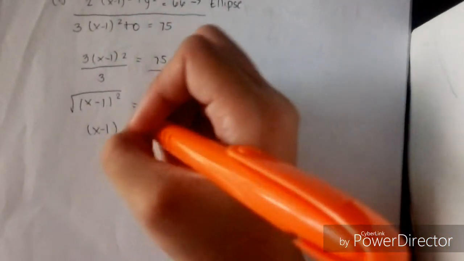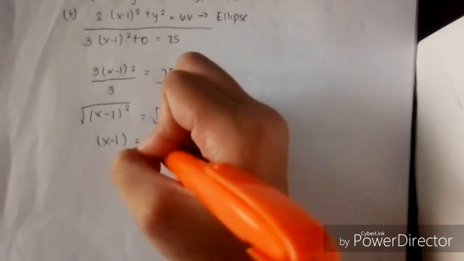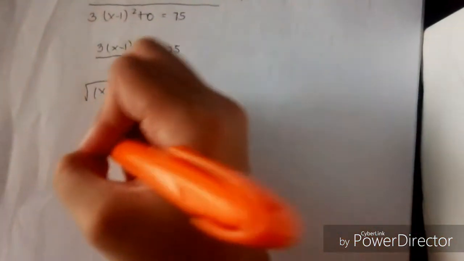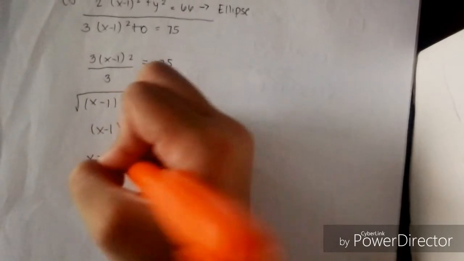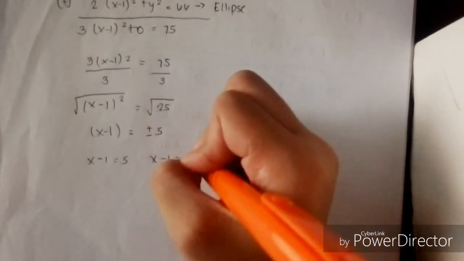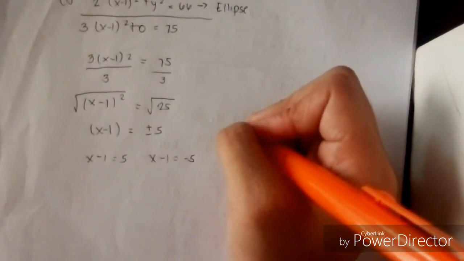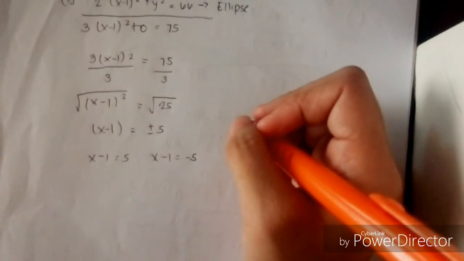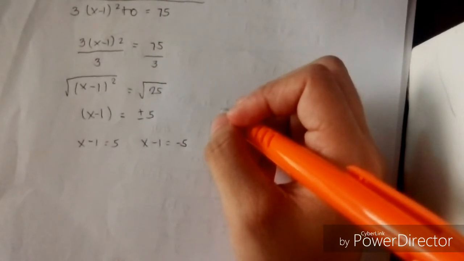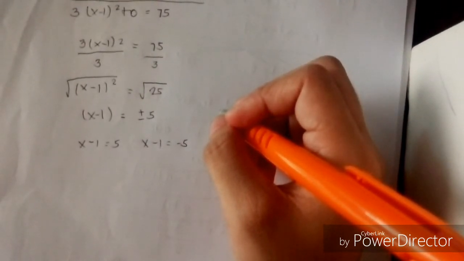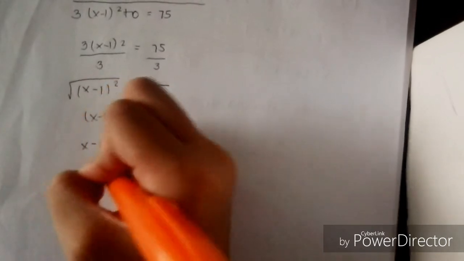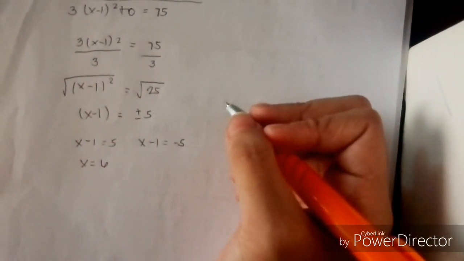The answer will be x minus 1 equals positive and negative 5. We assume that x minus 1 equals 5, then x minus 1 equals negative 5. Then, moving the constant term to the right of the equation, the final answer will be x equals 6, x equals negative 4.